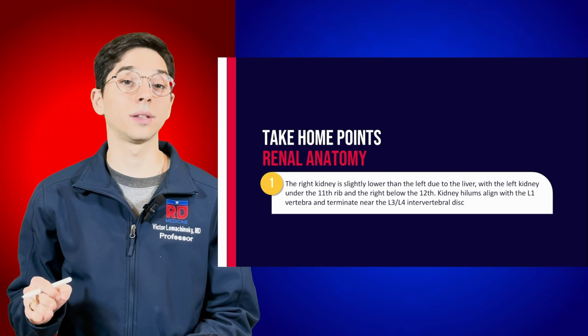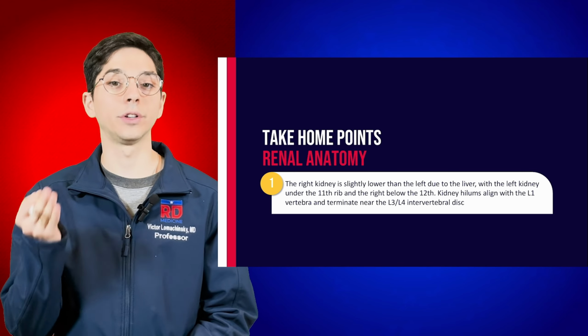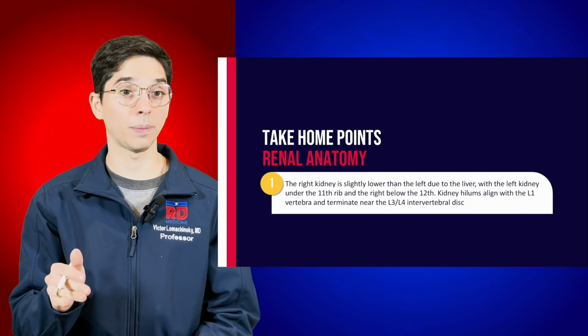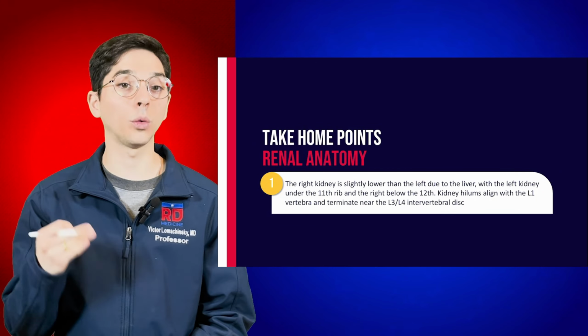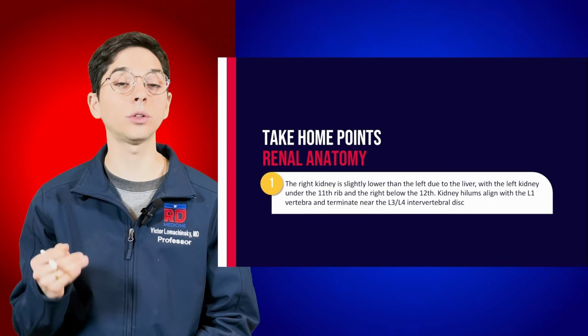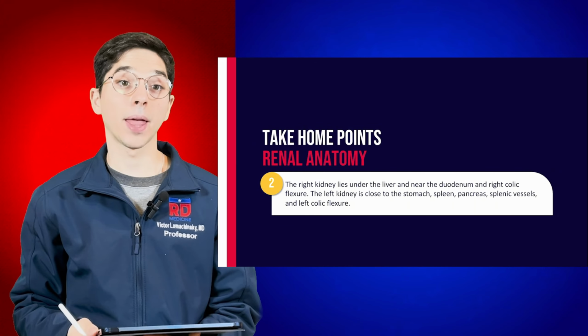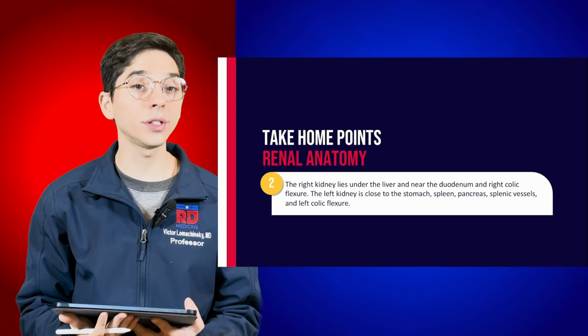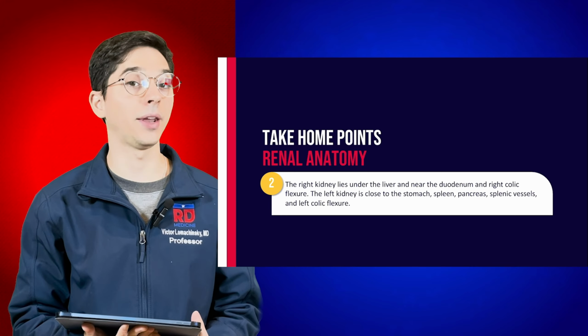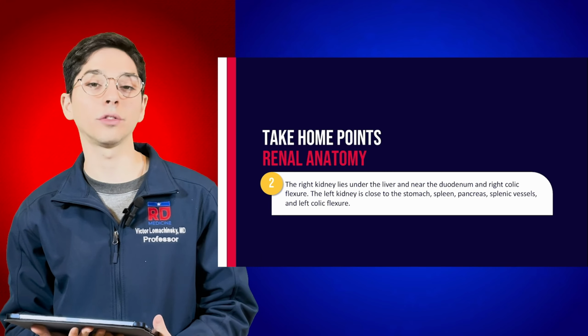Also, kidney hilums align with the L1 vertebra, and the kidneys themselves terminate near the L3 and L4 intervertebral disc. Second, if we think of organ relationships, the right kidney lies under the liver and near the duodenum, and also close by to the right colic flexure.